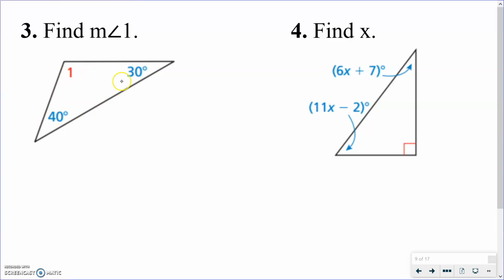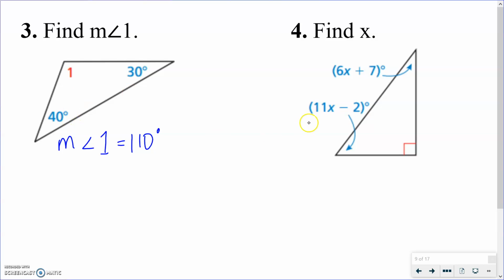So if we know that these add up to 180, we could do angle 1 plus 40 plus 30 equals 180, but I'm going to guess that you guys have all figured out already in your head that the measure of angle 1 is 110 degrees, because 110 degrees plus 30 plus 40 equals 180.